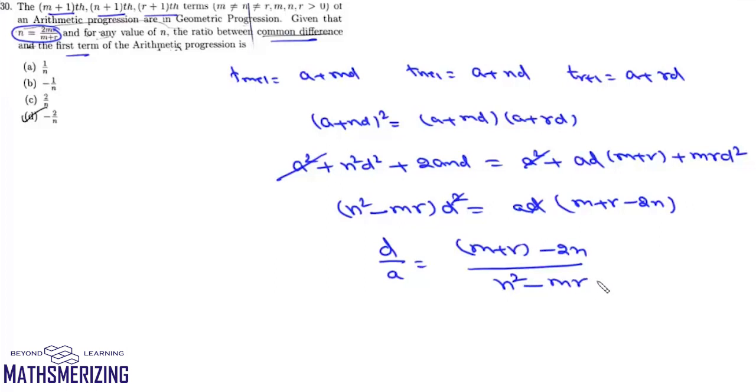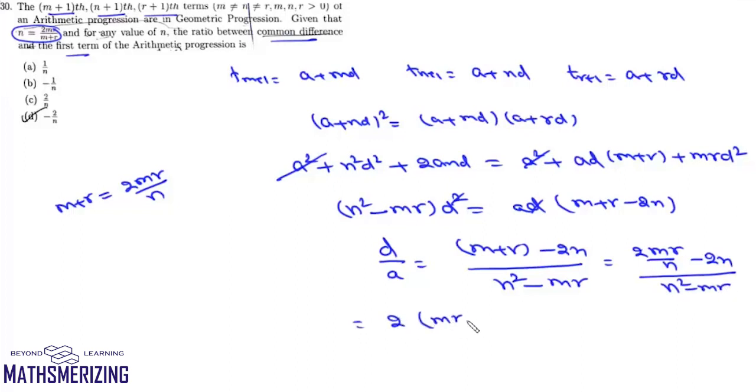Now we can write m plus r as twice mr upon n. So it will be 2mr upon n minus 2n upon n square minus mr. Now we'll take 2 common, then we can write mr minus n square upon n, and n square minus mr. So it'll cancel, it'll be minus 1. So this value will be minus 2 upon n, and that's your option number D.